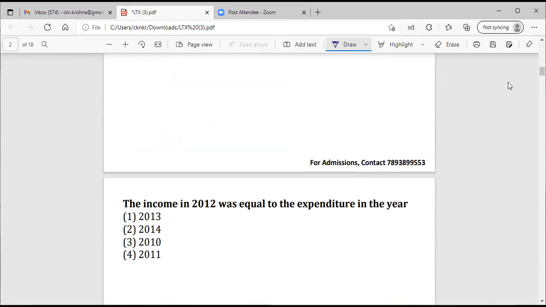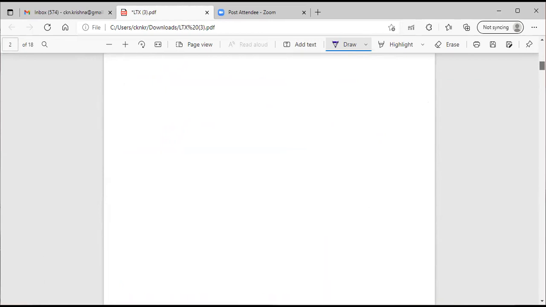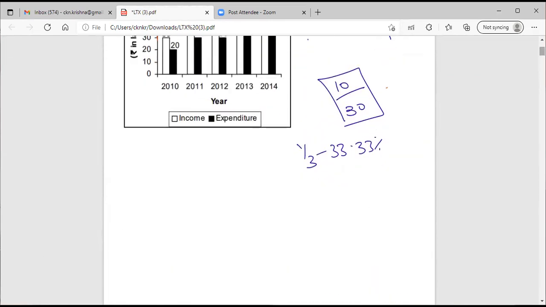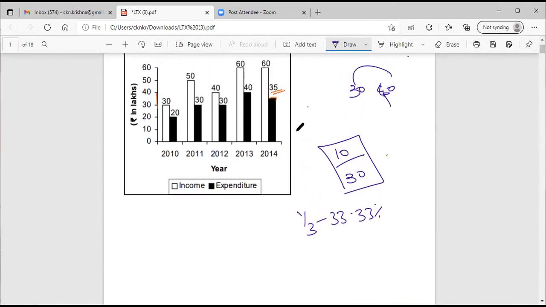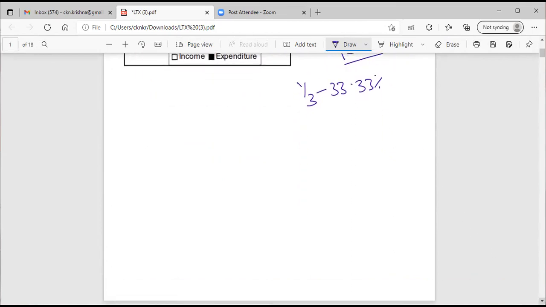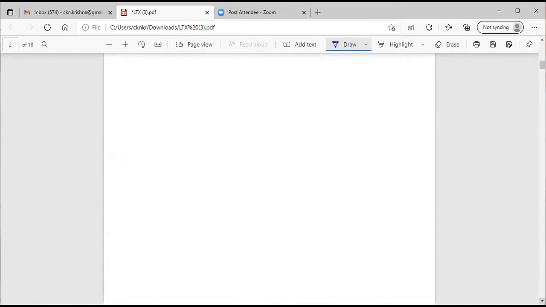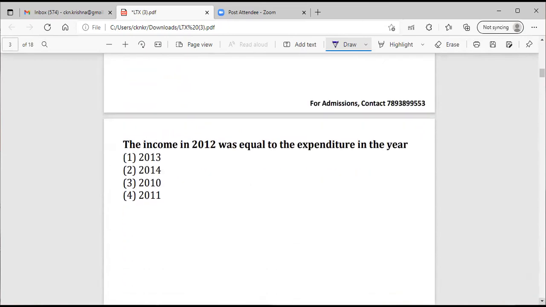So the income in 2012 is equal to expenditure of what? If I look at this one, in 2012, my income is 40, which is equal to the expenditure of what? That is 2013. So your answer has to be 2013.